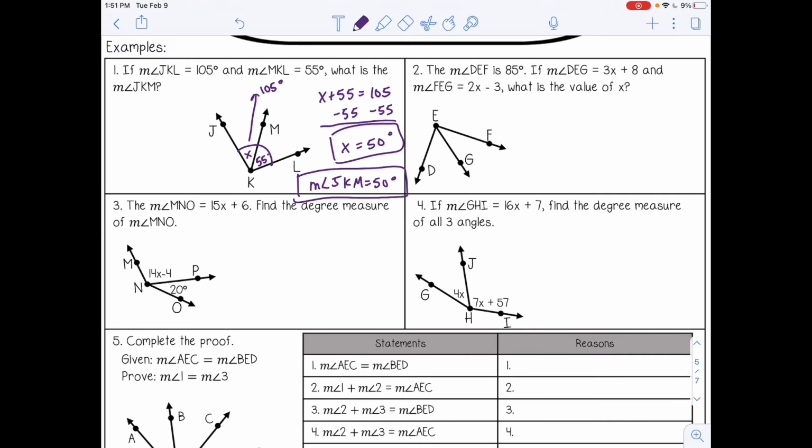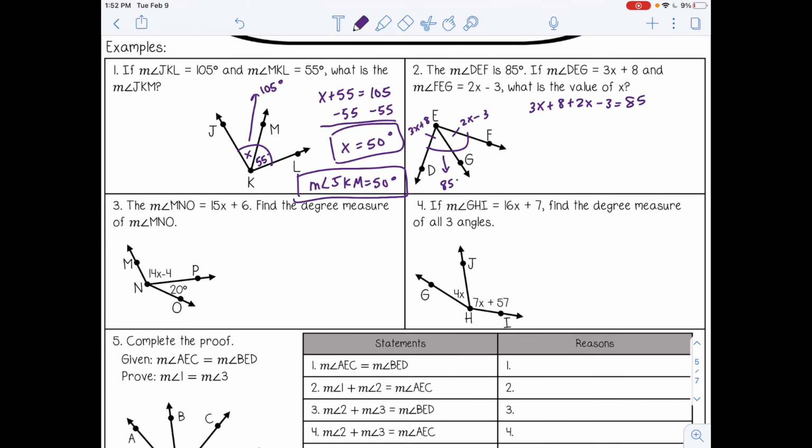All right, another one. The measure of DEF, so the whole thing, is 85 degrees. DEG is 3x plus 8. And FEG is 2x minus 3. So those two pieces added together should give us the whole angle, 85. So we have an equation here.